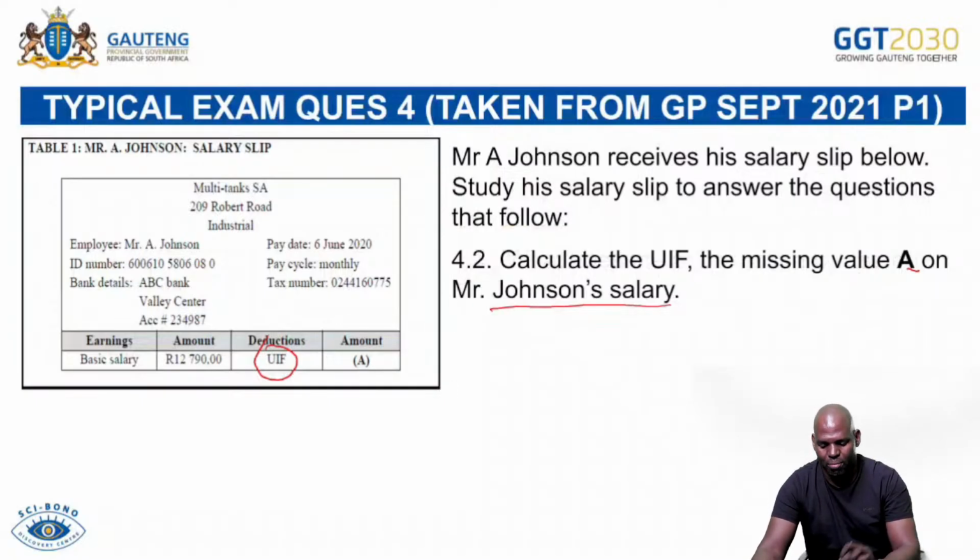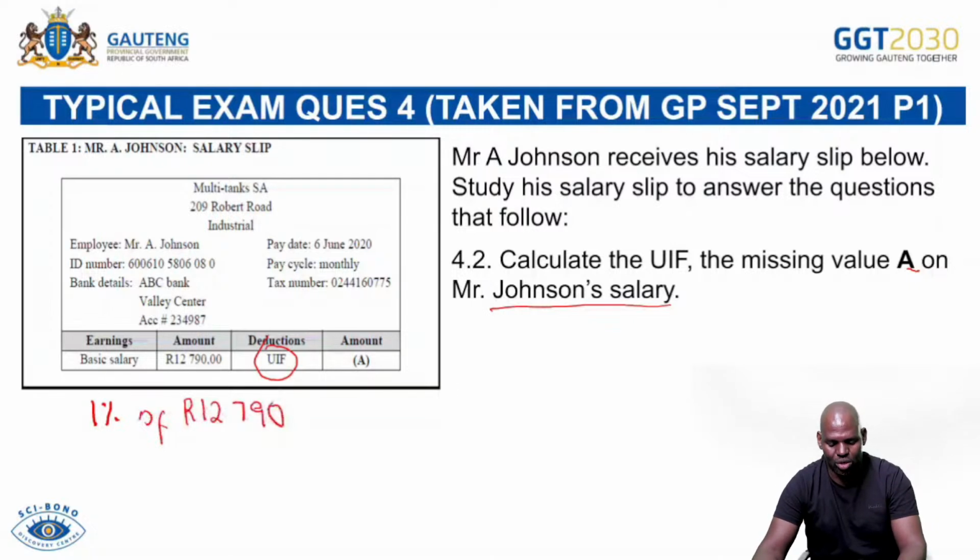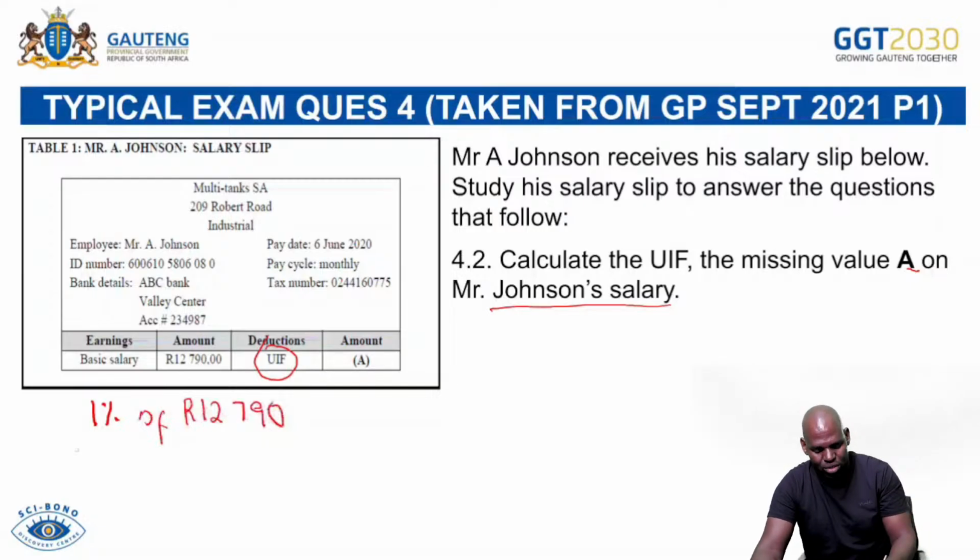So we know that Mr. Johnson is an employee, so therefore they must deduct 1%. 1% will reflect on his salary slip. Then we just say 1% of 12,790, which is a basic salary. So we say equals 1 over 100 multiplied by 12,790.